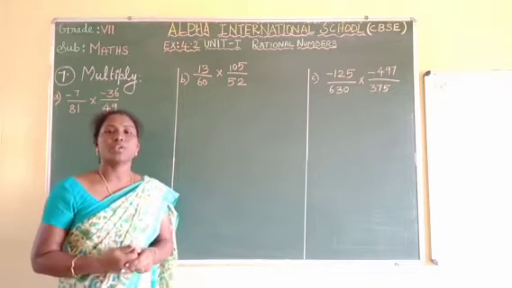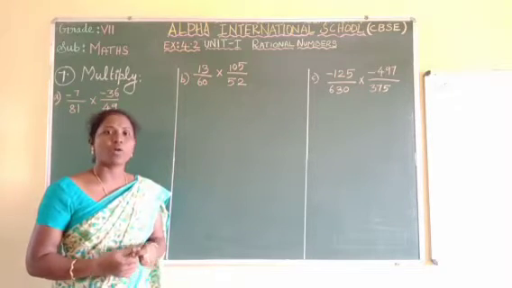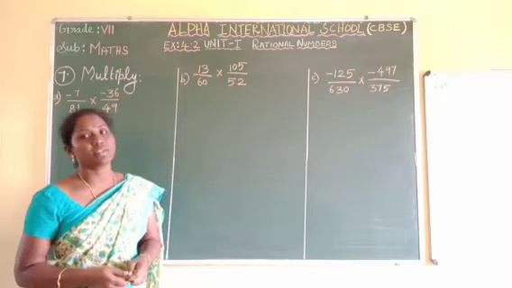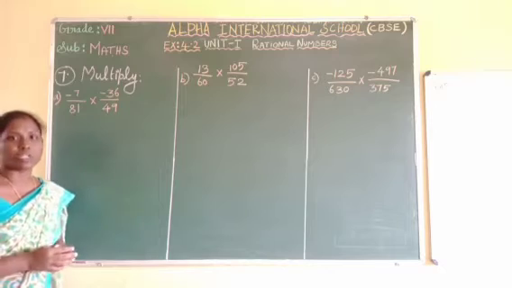First, we are going to solve exercise problem 4.2. Until the 6th problem we have completed. Now we are going to solve the 7th problem. See the 7th problem, multiply. We have to multiply the given rational numbers.